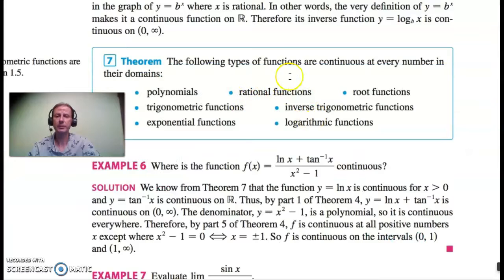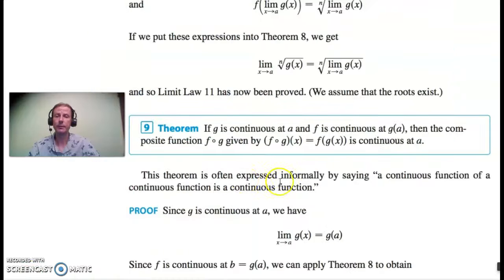And the book goes on to tell us eventually that basically every single type of function you've ever learned about is going to be continuous everywhere in its domain. So polynomials, rationals, trig functions, exponential functions, logarithmic functions, they're all continuous everywhere in their domain. And the last key result about continuity is that the composition of continuous functions is again going to be continuous, as is stated in Theorem 9.